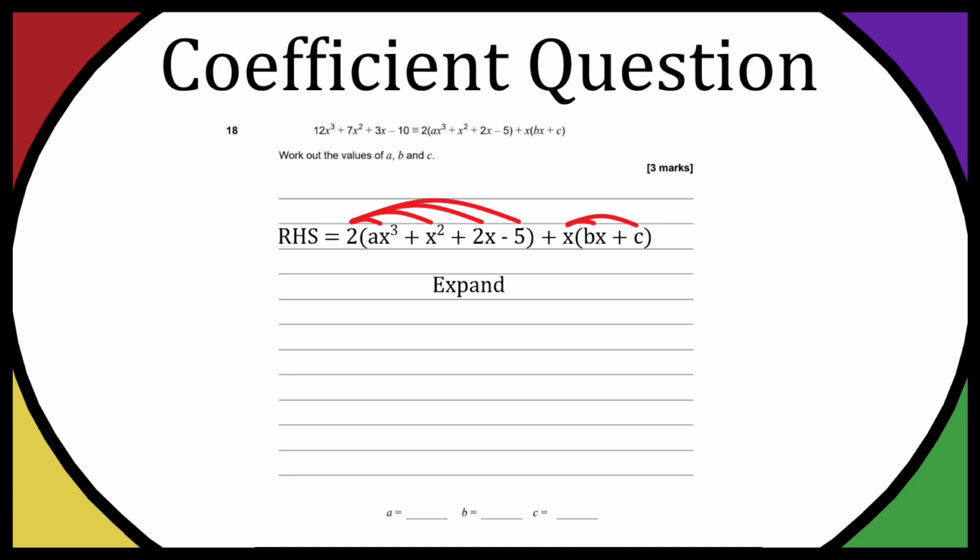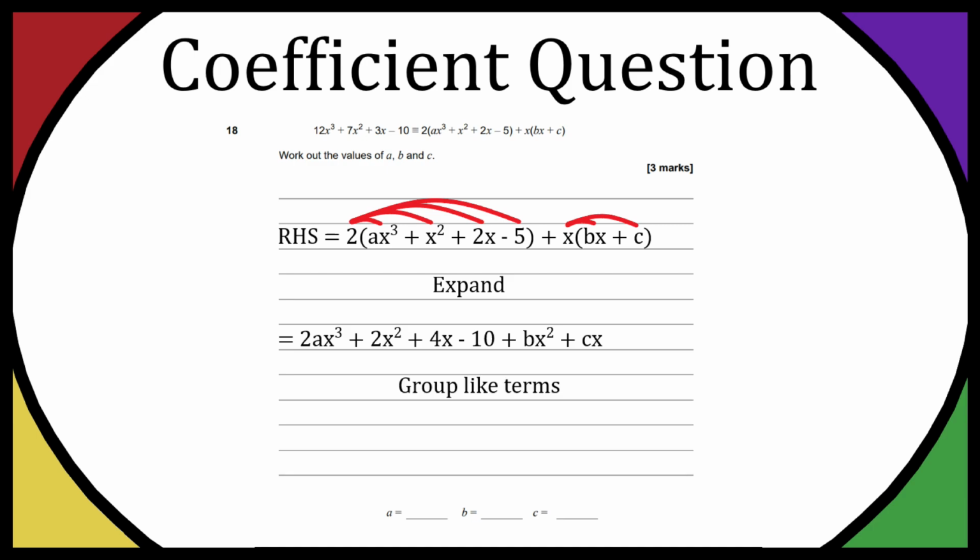Now if you don't know how to multiply out a bracket, you should check out my other videos, or try and find another video on YouTube, or try to learn how to expand brackets, because you're definitely going to need it for these sorts of questions. So now we've expanded everything out. The first bracket we just multiply everything by 2, the second bracket we just multiply everything by x, and that leaves us with 2ax cubed plus 2x squared plus 4x minus 10 plus bx squared plus cx.